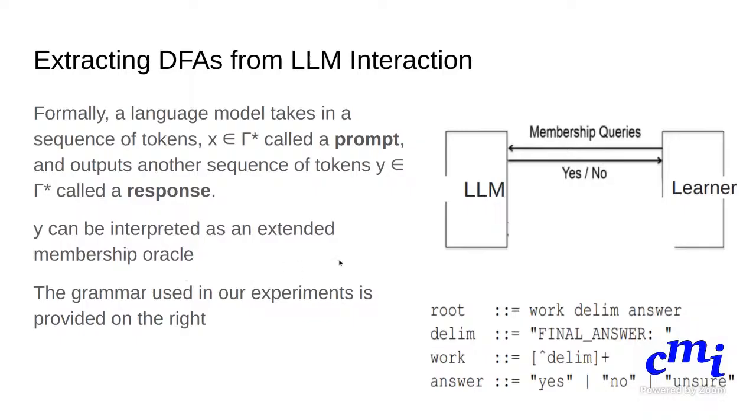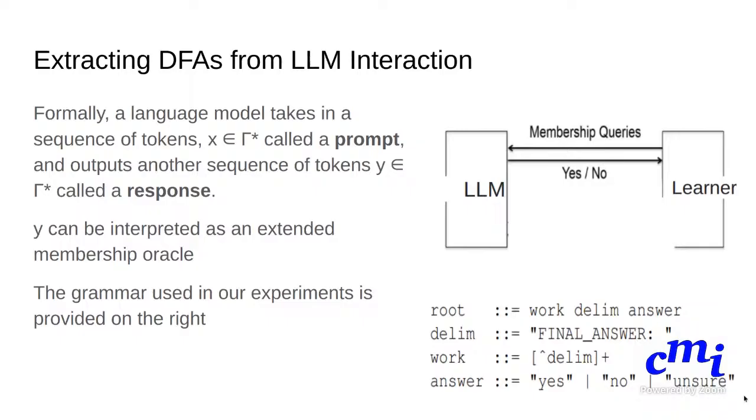So the grammar here they have used is for the answer it can answer yes, no, or unsure. This they do because LLMs tend to hallucinate. Even in general, you sometimes ask some questions, especially math questions, and they give wrong answers confidently. So to avoid that, we give the LLM the liberty to say that it's unsure.